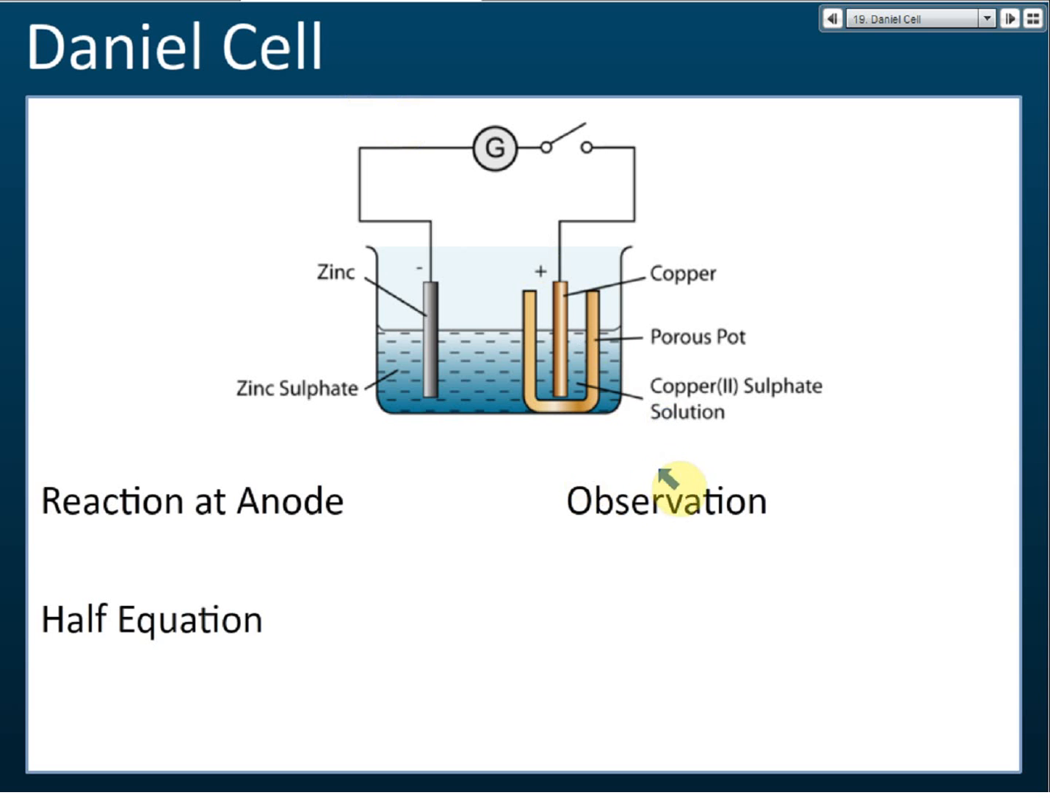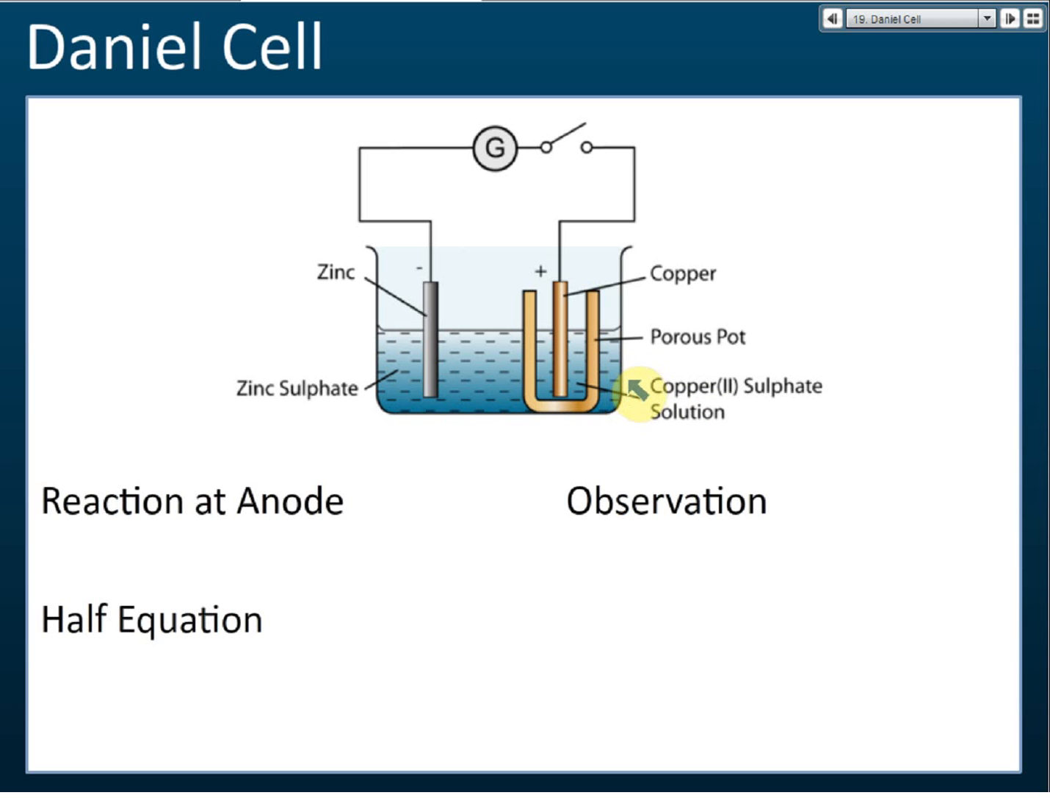Now the Daniell cell is actually about the same as the simple cell. The only difference is that in the Daniell cell we have two types of electrolyte. You can see that there's one electrolyte here, and another electrolyte inside here. The one outside is zinc sulfate, the other one is copper sulfate.